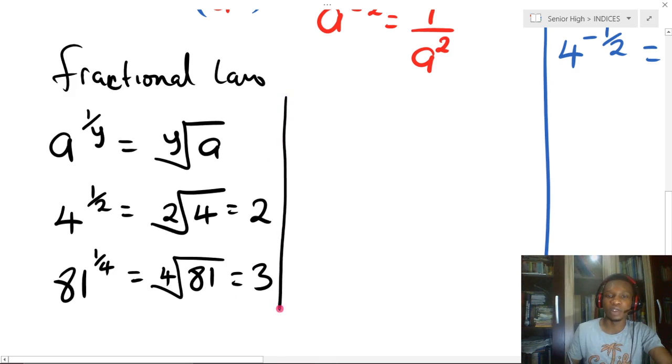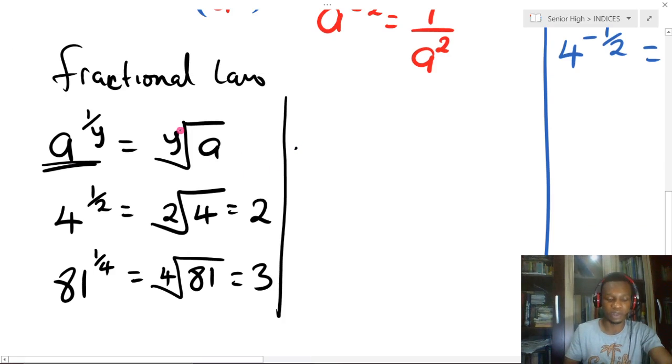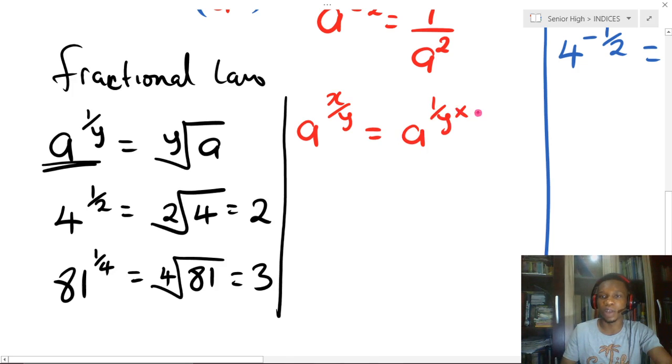Now, another way of saying this law: let me give you the second part of the law. I told you that there are two parts of this law. If I was given a raised to the power of, let's say, x over y, in this part we are saying a raised to the power x and a raised to the power of also 1 over y. I can break this down to be like saying a raised to the power of 1 over y multiplying x.